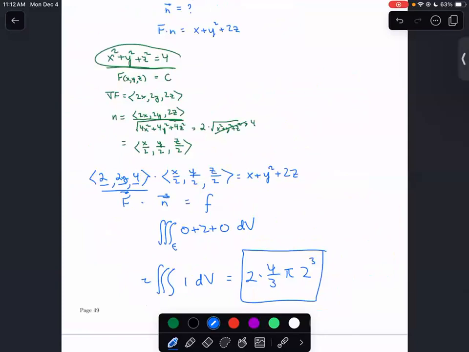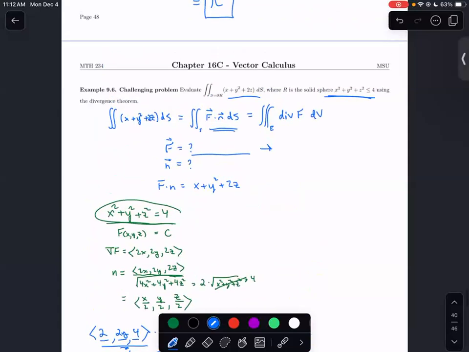So again, challenging problem, especially the first time that you see it, to apply divergence theorem to something that doesn't have a vector field, right? We had to go out and figure out what should the vector field be, to apply the divergence theorem to.